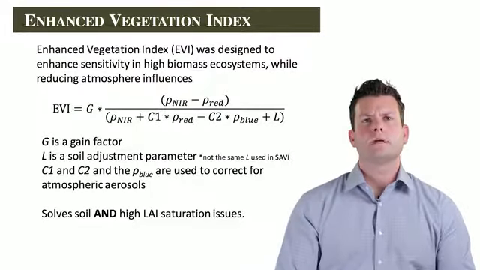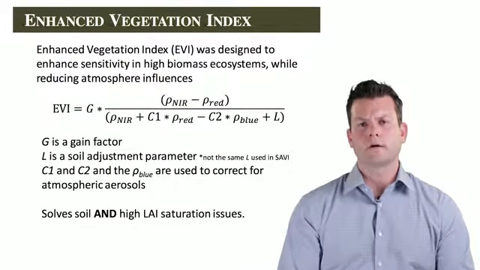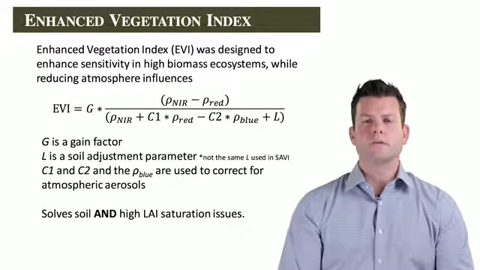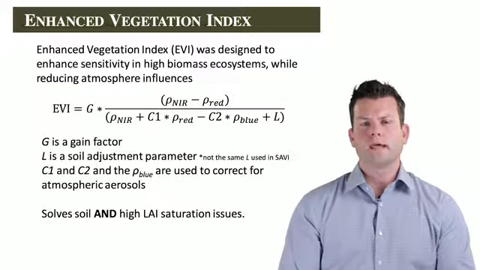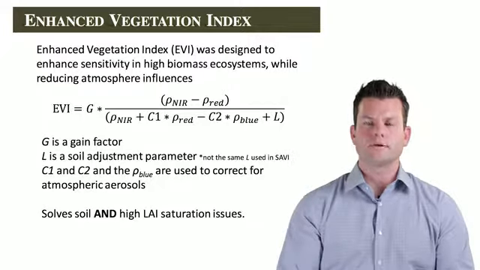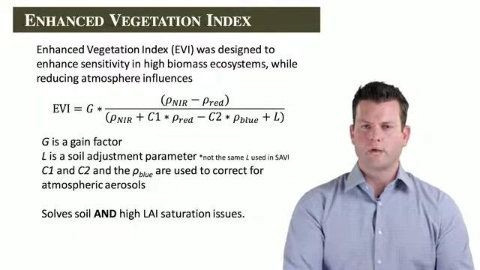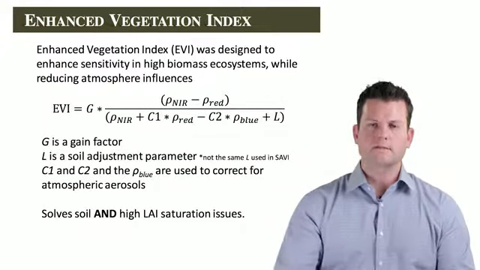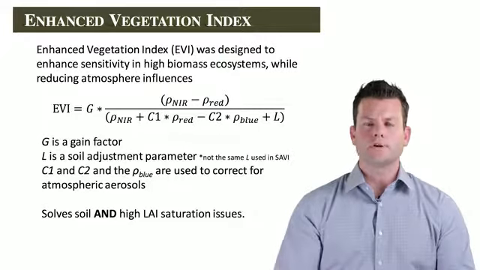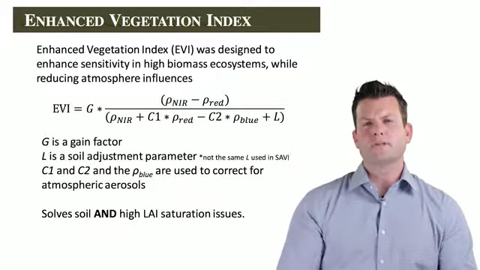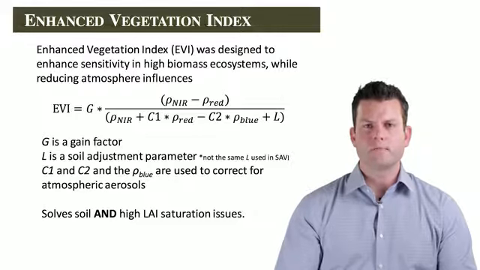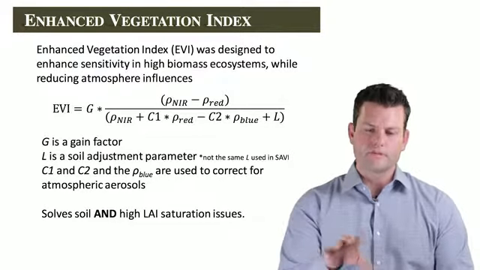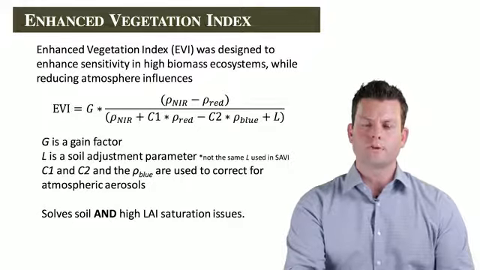Okay, the next and final vegetation index that I'd like to talk about is the Enhanced Vegetation Index, or EVI. The EVI was designed to enhance sensitivity in high biomass ecosystems. So when we have high LAI, trying to maintain sensitivity there, but it is also trying to reduce atmospheric influences. And so this was a vegetation index that was really created for the purposes of a satellite-based platform where, from the satellite, there's a lot of atmosphere to look through to the ground.